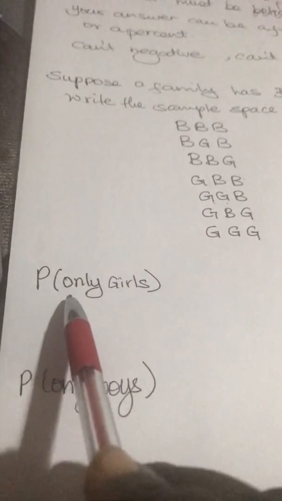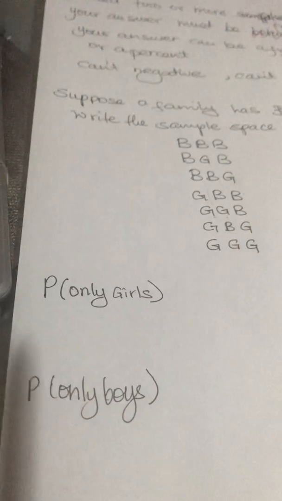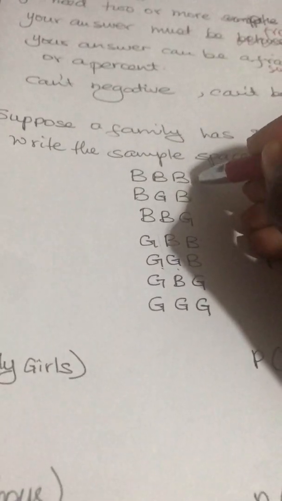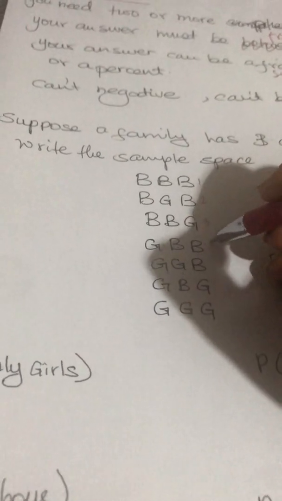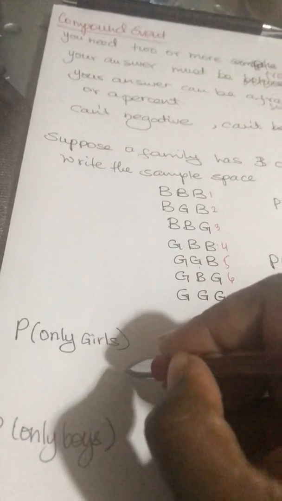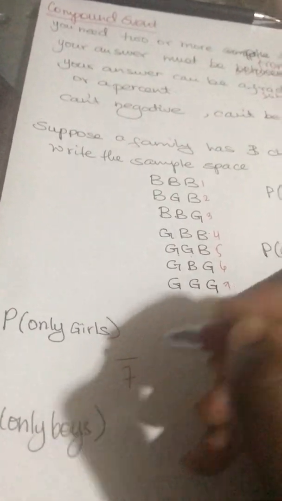What is the probability of picking only girls? First I count. How many outcomes do I have? 1, 2, 3, 4, 5, 6, 7. So I have 7 outcomes. I write out of 7.